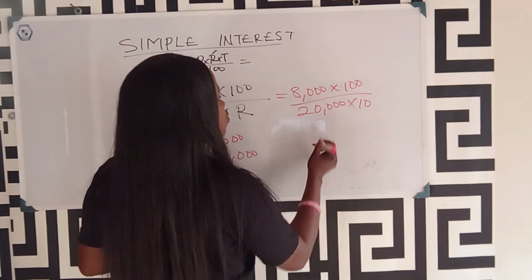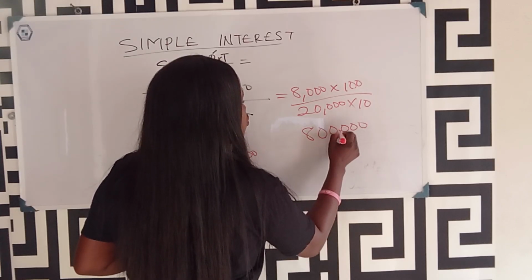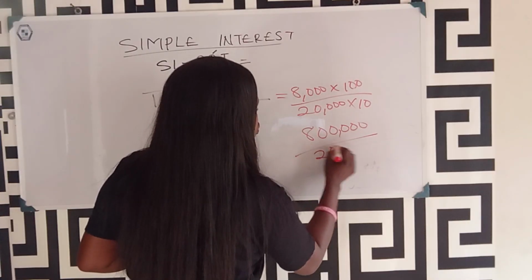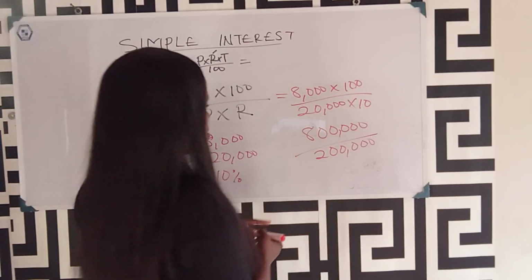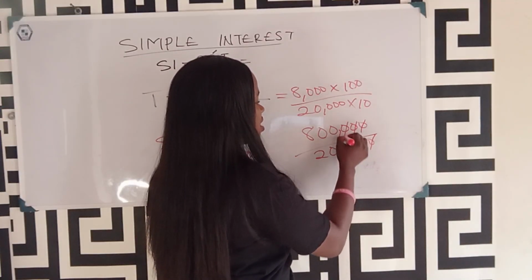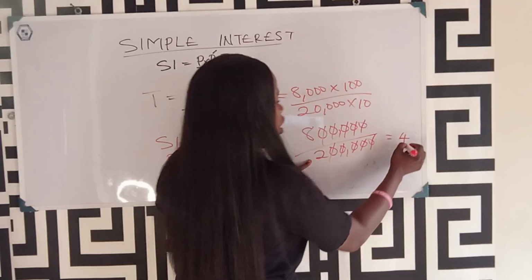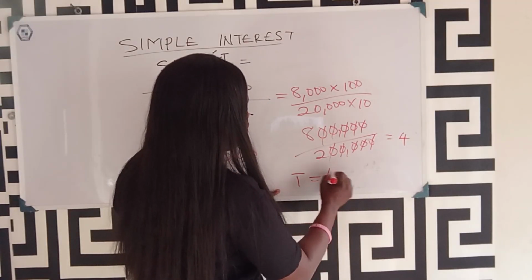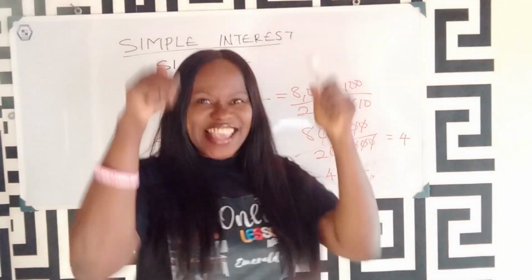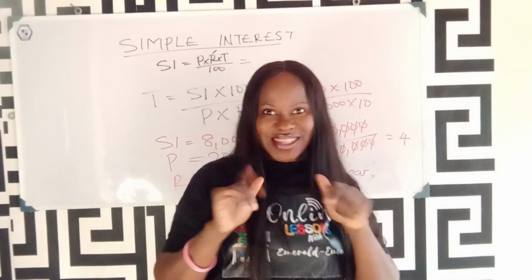So 8,000 times 100 will give us 800,000, divided by 20,000 times 10, which will give us 200,000. So if you do your cancellation, these cancel this, this cancel this, this cancel this. 8 divided by 2 is 4. So our time is 4 years. That was very simple, right? Yes. So I'm going to be giving you your classwork now, and I trust that you will score 100%.